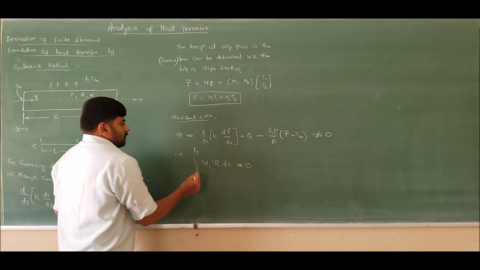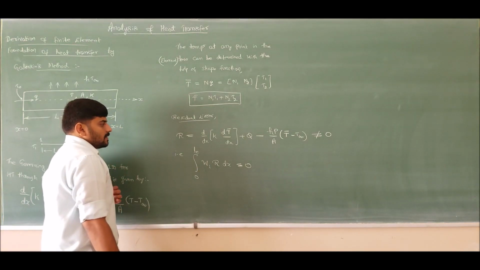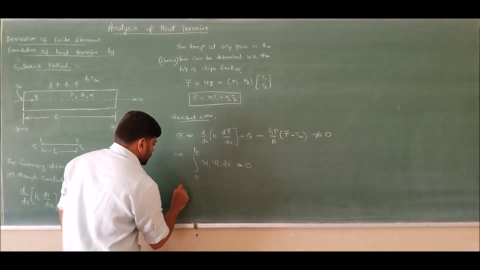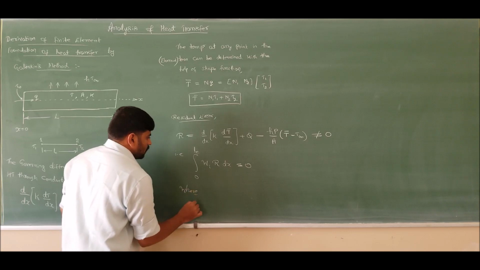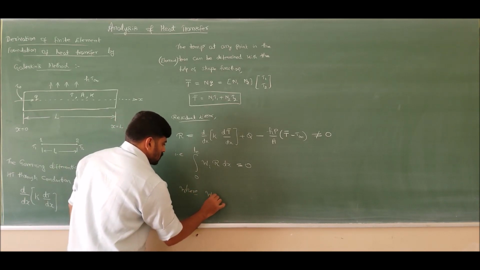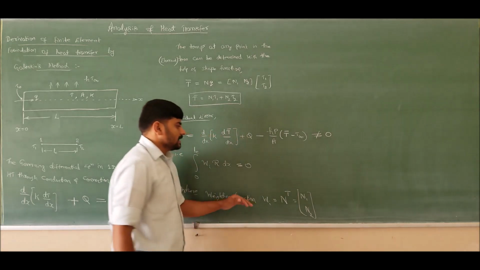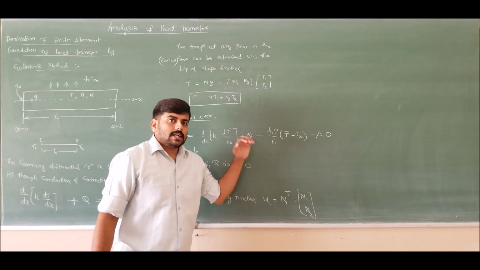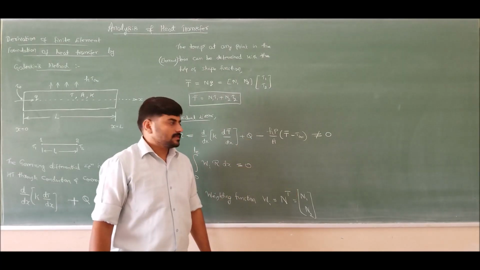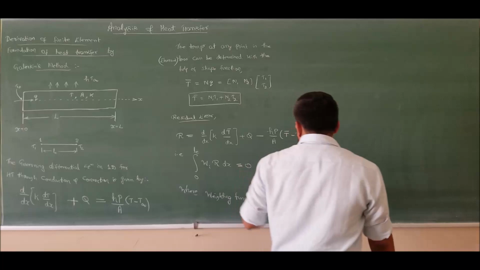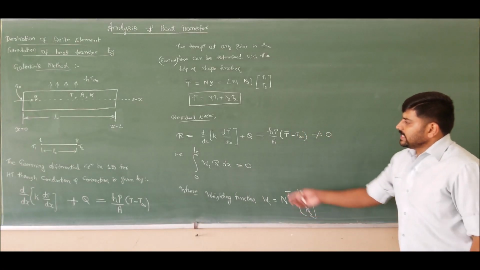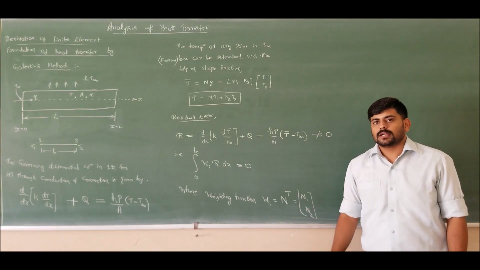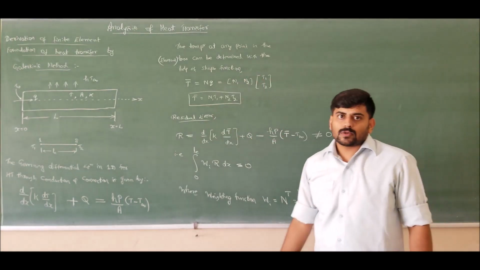The weighting function for the heat transfer analysis is nothing but the transpose of the shape function matrix, where the shape function matrix is a row matrix. If I take the transpose, I get a column matrix. So now, multiplying by the weighting function and integrating over the length, I can make this equation equal to 0 and get rid of the residual error. This is according to Galerkin's approach.